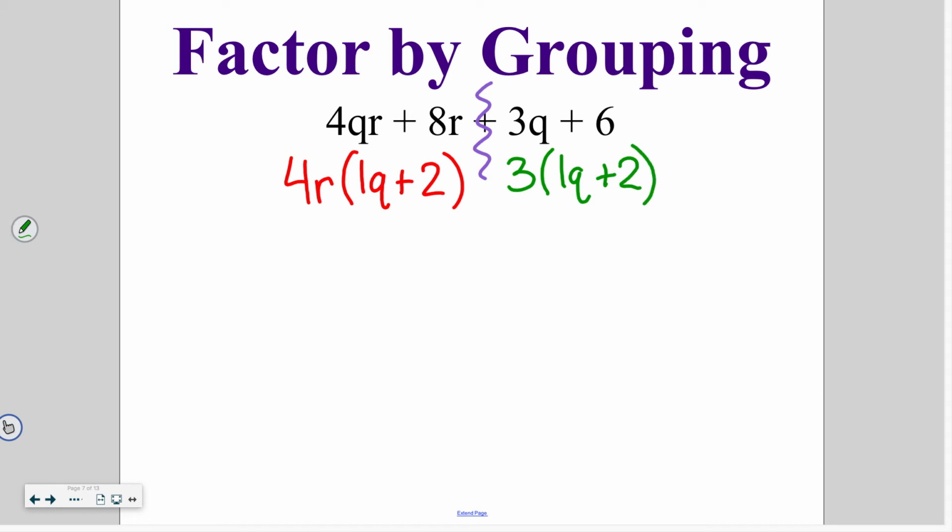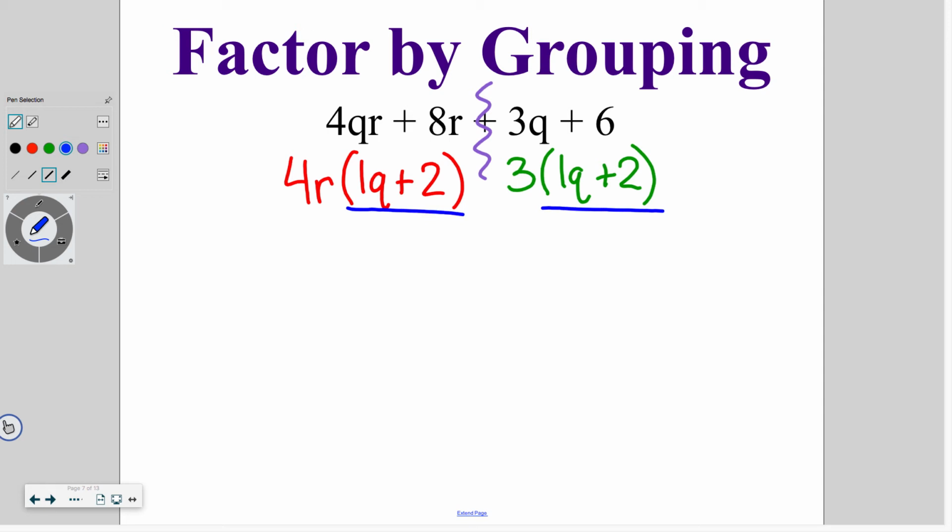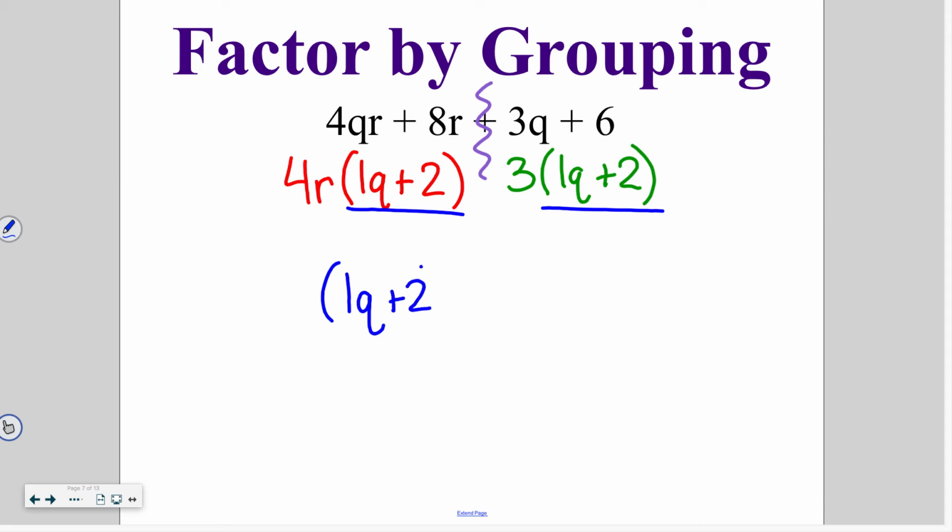So now what we need to observe is that these 2 pairs of parentheses are exactly the same. That is the first part of our answer. So 1Q plus 2 is the first part of our answer. The parentheses is only listed once. Each factor has the same parentheses. Our leftover factors, so what we pulled to the outside, become our second pair of parentheses.